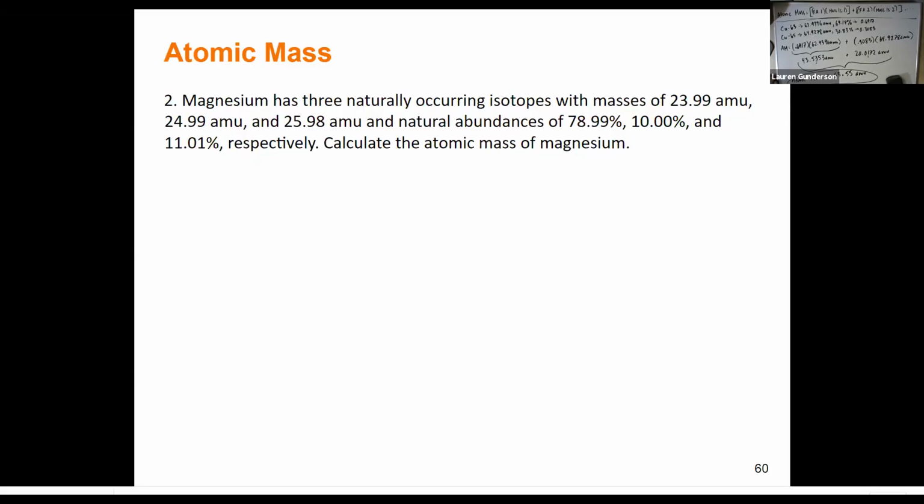Okay, let's look at our next example. In this case, we have magnesium, which has 3 isotopes. We'll see that the process for solving for 3 isotopes isn't any different really than solving for 2, with just 1 extra step. We'll write down our values here: 23.99 AMU, 24.99 AMU, and 25.98 AMU.